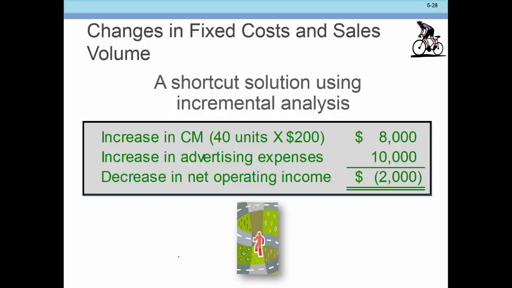If I sell 40 more bikes and my contribution margin is $200 per unit, that means I'm going to have an increase in my contribution margin of $8,000, right? $40 per bike, $200 per bike, 40 bikes, right? And if I'm going to increase my advertising budget by $10,000, I can quickly see this is not a good idea because my increase in fixed cost is going to eat up my increase in my contribution margin, isn't it? So you could do a faster analysis that way.